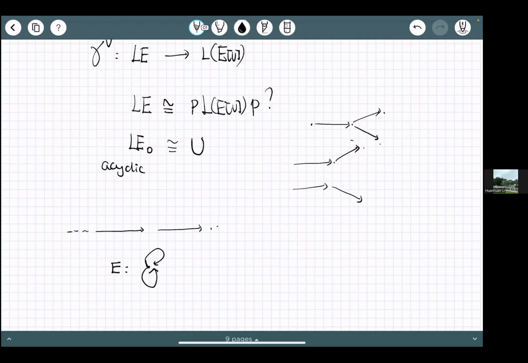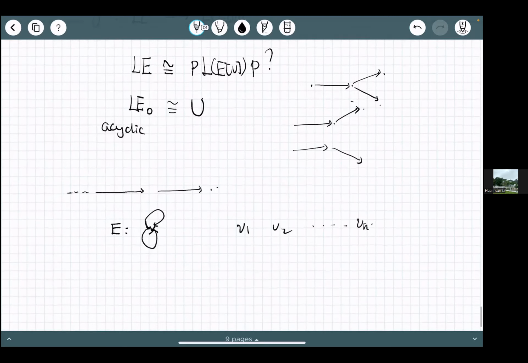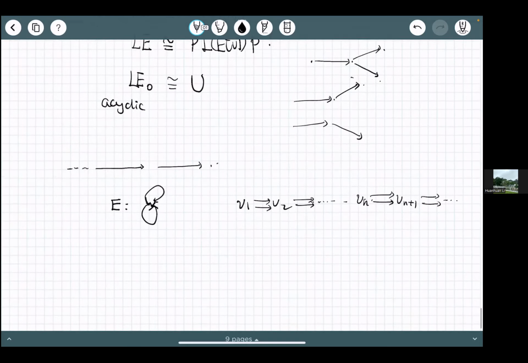Now, instead of one vertex, the universal cover of this graph contains a countable number of vertices, say vertex 1, 2, 3, 4, etc. And from vertex n to vertex n plus 1, there are exactly two edges, everywhere. So you have bifurcations everywhere, right? Yes.